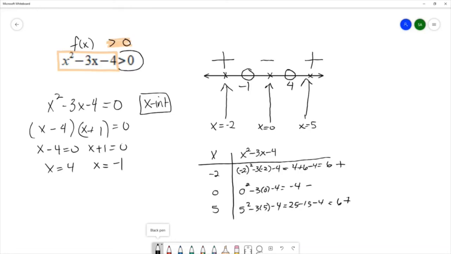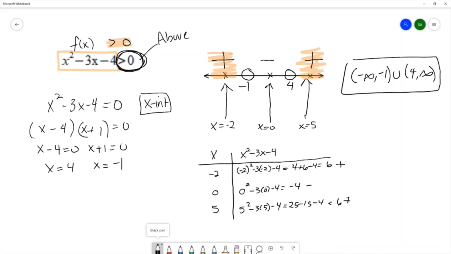Now we want greater than 0. We want above the x-axis. So we're going to use these intervals as our answers. Those intervals are -infinity to -1 union with 4 to infinity. So this is the solution to the inequality.